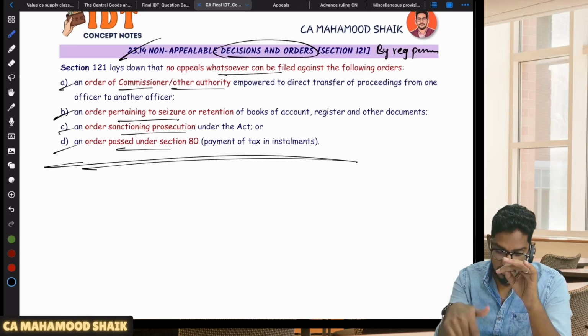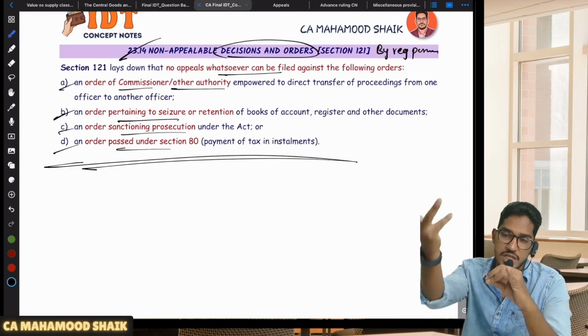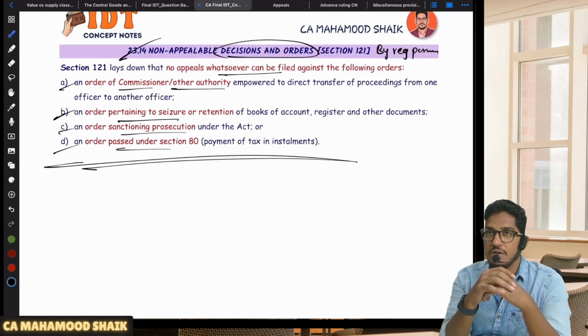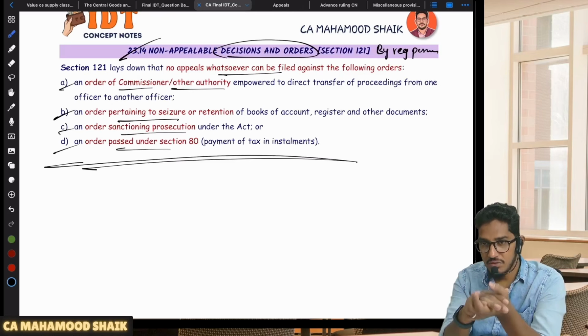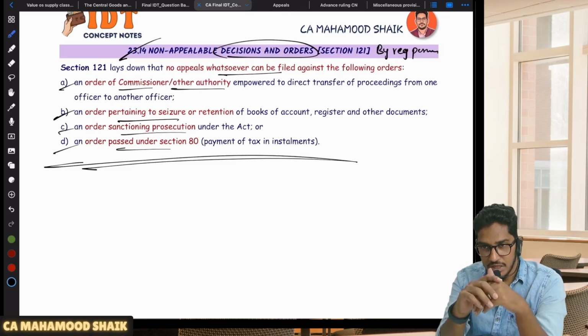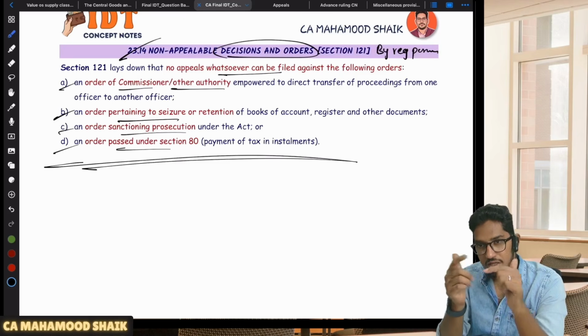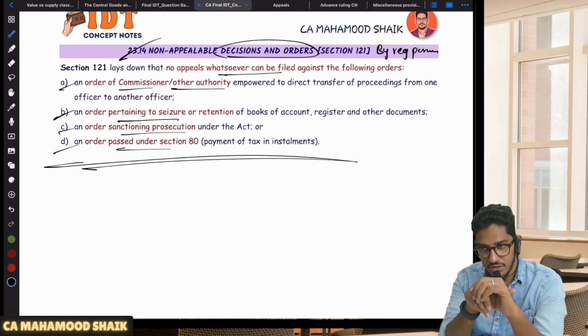One more thing is there. What is that? Order sanctioning prosecution. So these orders are not appealable. When these orders are not appealable, even these orders can't be taken up for revision. And also, if any order has already been appealed, against that also the revisional authority will lose its power. However, there are some issues which are neither appealed nor decided by the appeal, that can be taken up for revision, but you have to do it within 1 year from the date of the appellate order or 3 years from the date of the original order, whichever is later.